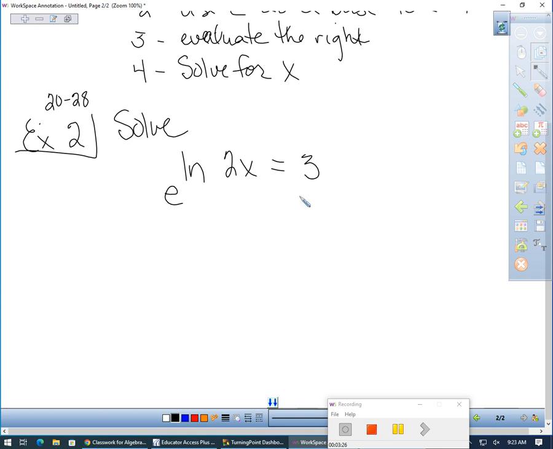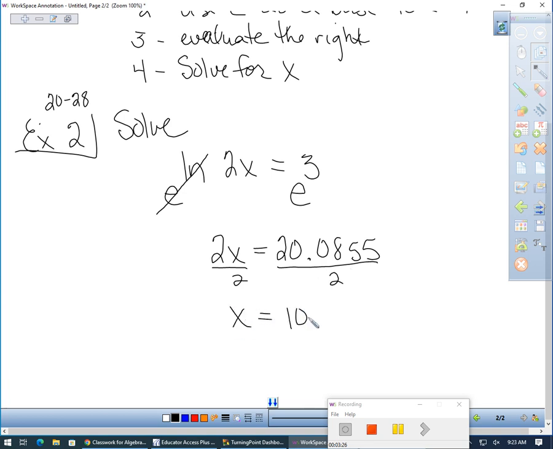So I'm going to put an e here and an e here. On this side, the e and the natural log are going to cancel each other, and we're just left with 2x. On the right-hand side, we're going to evaluate e to the third. So we're going to type in our calculator the e, which you'll find as the second on the natural log button. And we get 20.0855. And we're going to divide both sides by 2. We get x equals 10.043.